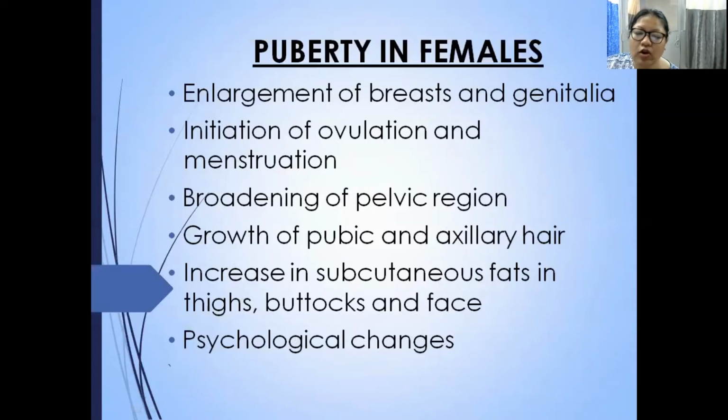That means along with all the physical changes, we also see some psychological changes taking place in females during the puberty stage. So now let us have a look at the female reproductive system. We already saw how the male reproductive system is organized and how the male gametes are produced. In a similar way, we will look at the structure and parts of the female reproductive system too.